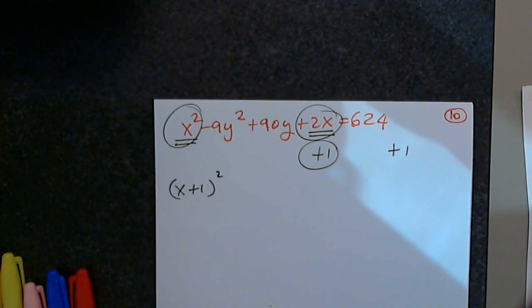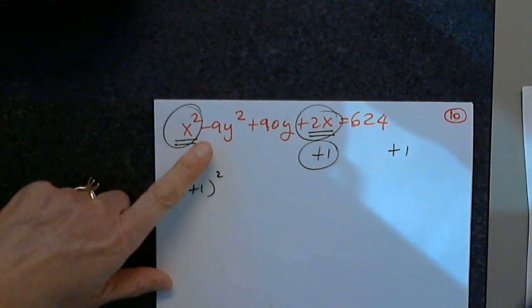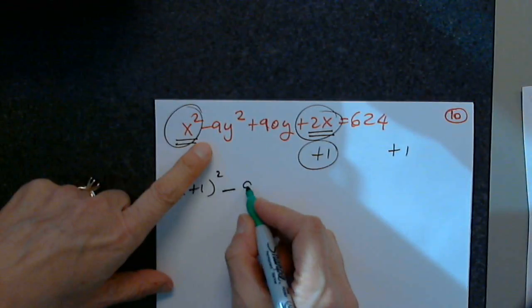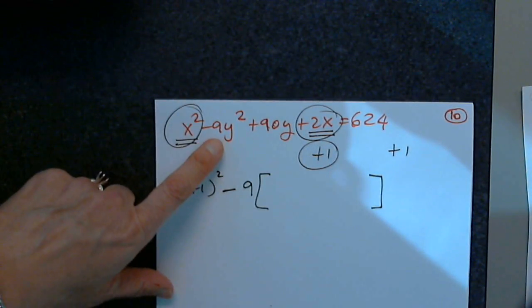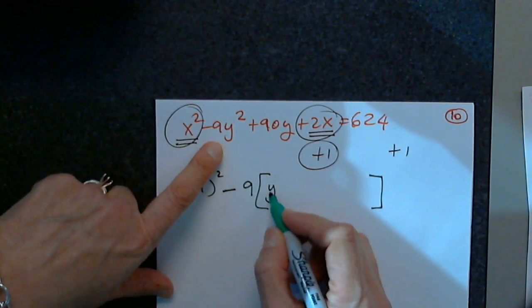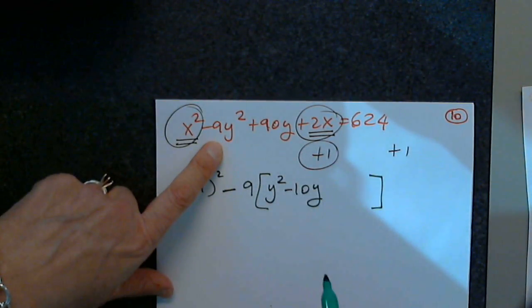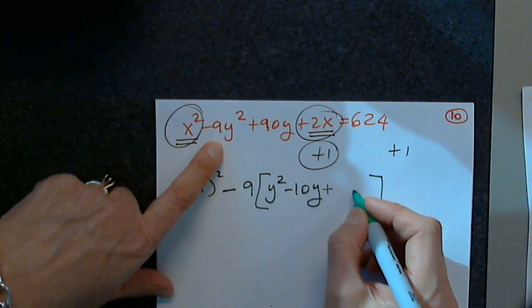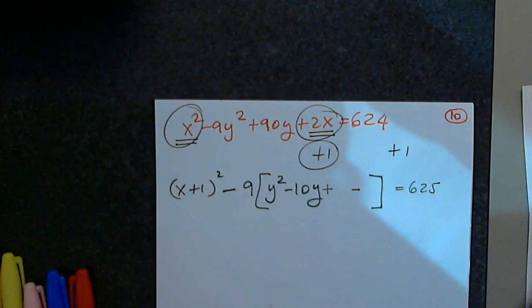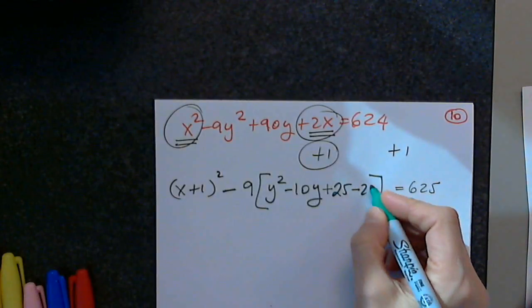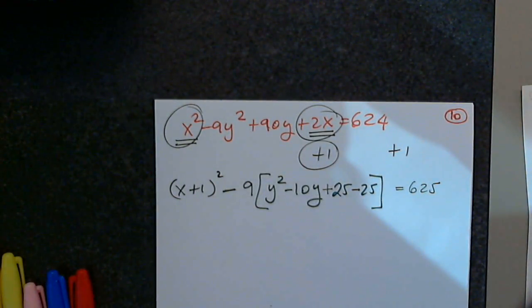Why is it more difficult with y? Because of this negative 9. So I have to pull out a negative 9. And I have a y squared, and I have a negative 10y. And inside I have to add and subtract negative 5 squared, 25, and negative 25. Very good, awesome.